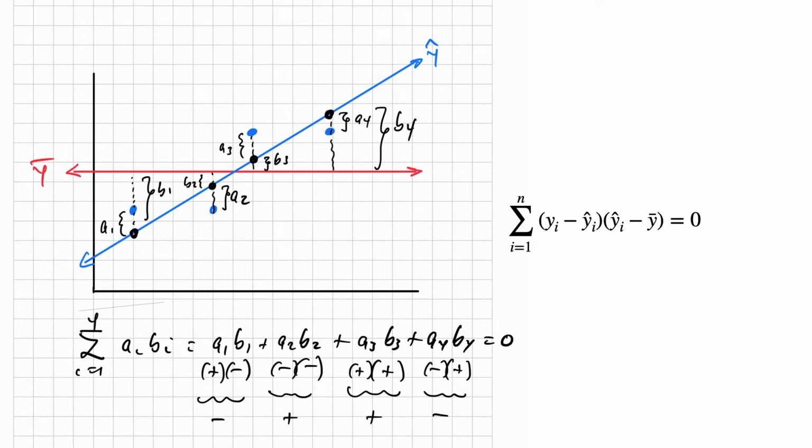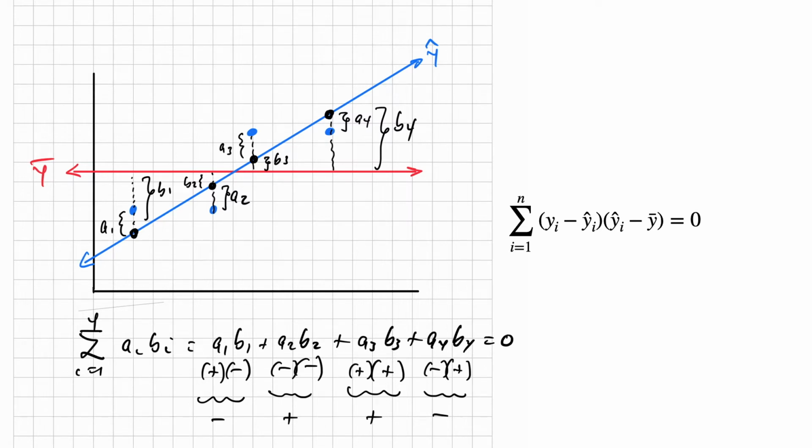And finally, A4 times B4 is negative because A4 is negative and B4 is positive. So two of the terms are negative, two are positive, and so it's at least conceivable that they add to zero, but it turns out that they actually do, the sum actually adds to zero.